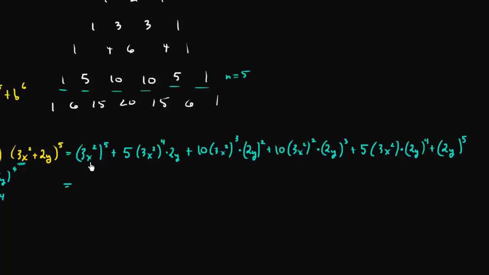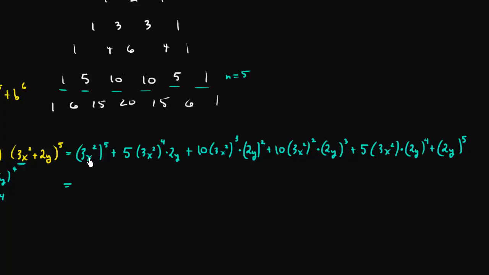And notice that here we have decreasing powers of 3x squared. So this is 3x squared to the power of 5, 3x squared to the power of 4, 3x squared to the power of 3, to the power of 2, to the power of 1, and then to the power of 0. And if you look at the powers of 2y, we go from 2y to the power of 0, 2y to the power of 1, 2y to the power of 2, 2y to the power of 3, 2y to the power of 4, and then 2y to the power of 5. And now all that we have to do is simplify each term.